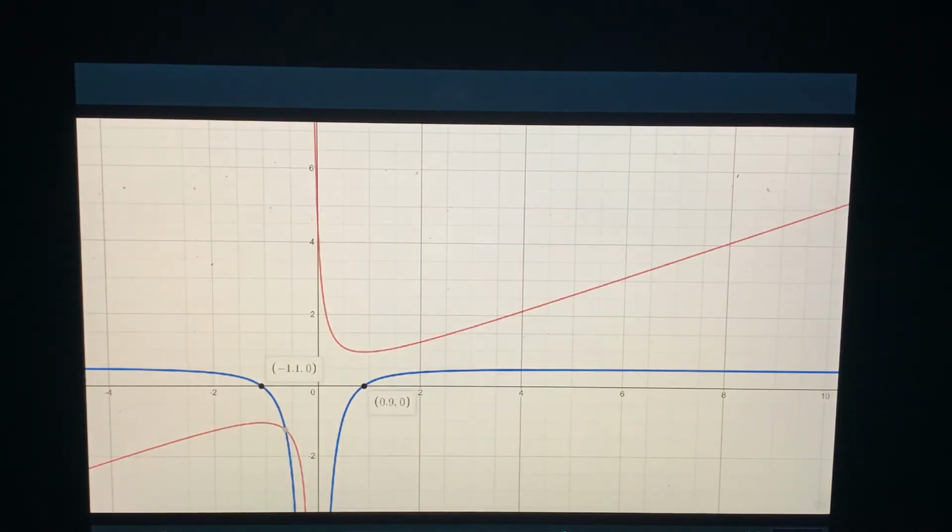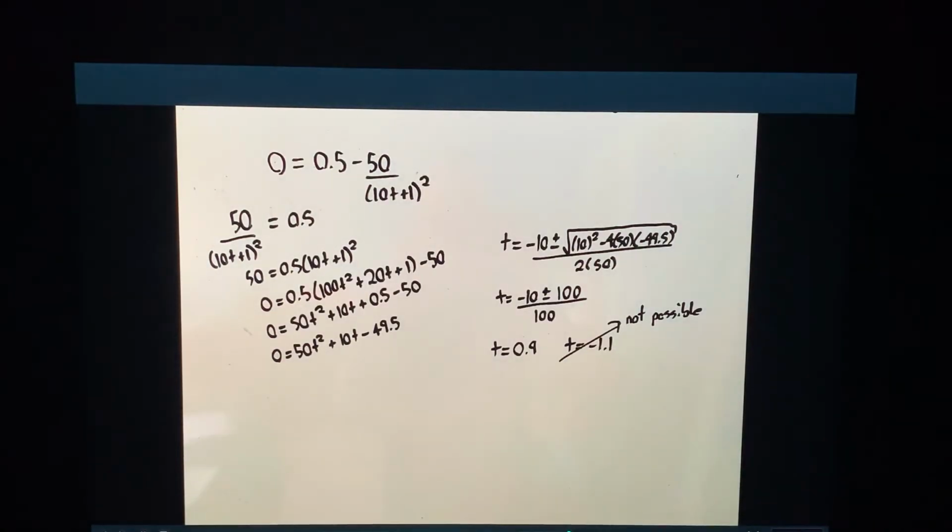These minimum values can be seen on the original function of n of t. For the context of this problem, t represents time, so our negative answer would not make sense for this problem, which leaves us with the answer of t equals 0.9.